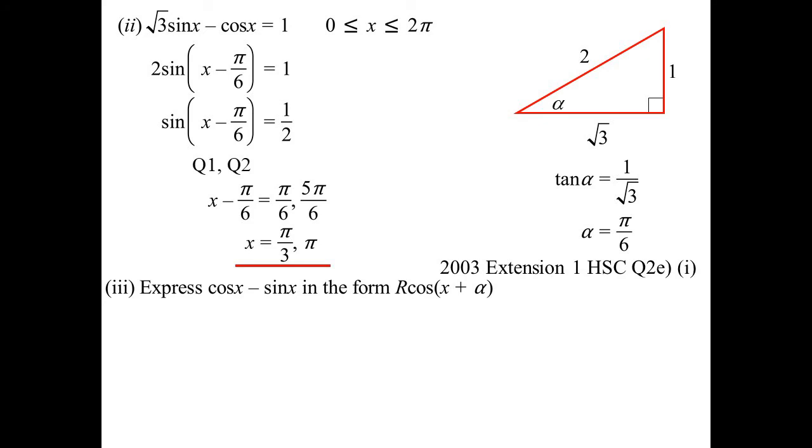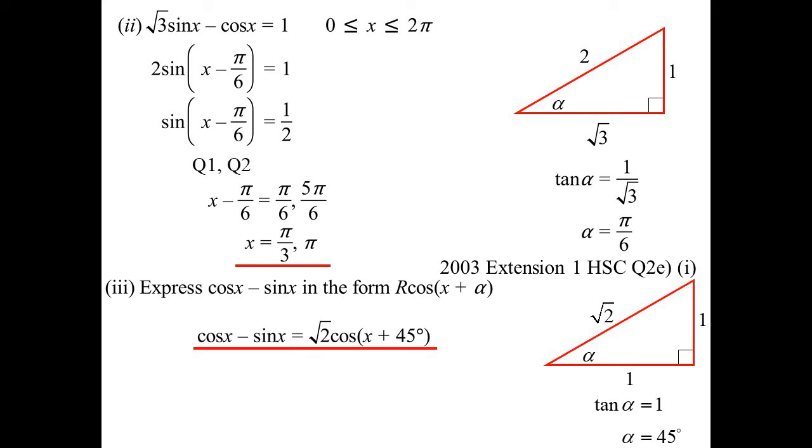Here's one from 2003. Gosh, that's a while ago now. Here they forced our hands. They said, express cos x minus sine x, so it's not an equation at this stage, it's just this expression, into our cos x plus alpha. So I'm going to turn it into a cosine function, but you'll notice the coefficient of both of them are 1. So both sides are 1. Hypotenuse becomes root 2. So this becomes root 2 cosine. If it's not the sine, it's not the sine. So it's going to be x plus the angle 45 degrees.